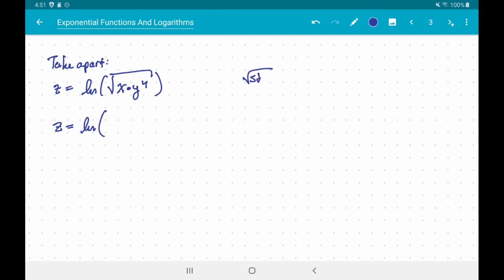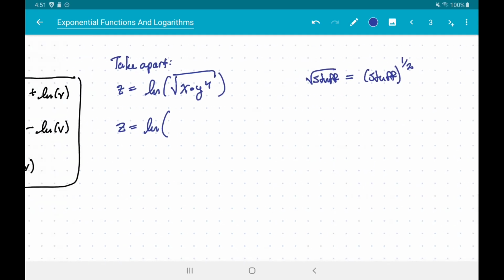Do you remember what to do? If I have square root of stuff, I can write that as stuff to what power? Power 1/2. So I'm going to rewrite that square root as power 1/2, and then everything inside the square root has to go inside the parentheses. There's actually several ways to proceed with this. I'm going to show you two different ways.